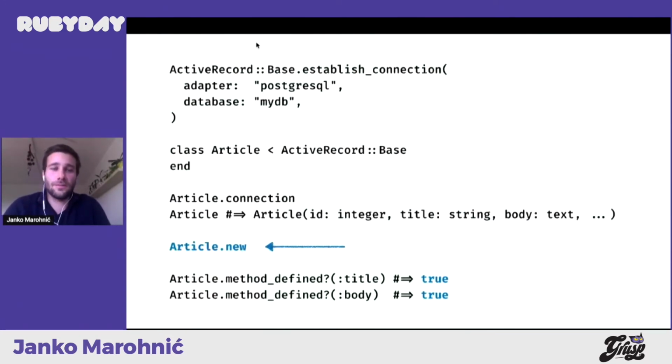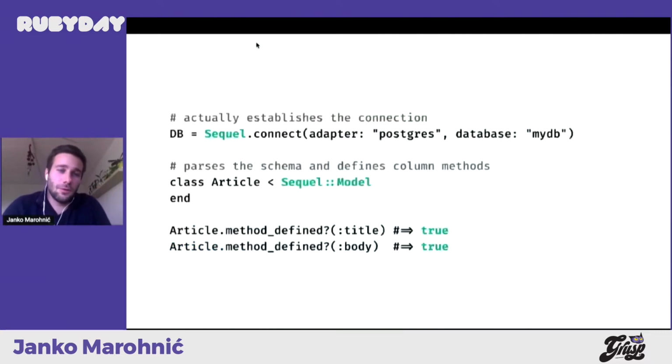Okay, so if we look at the equivalent SQL code, things will happen when you expect them to happen. When you call SQL connect, that's the moment when the database connection is established, and that code will fail if the database configuration is incorrect. And then when you create a SQL model, the column methods will be immediately defined on it.